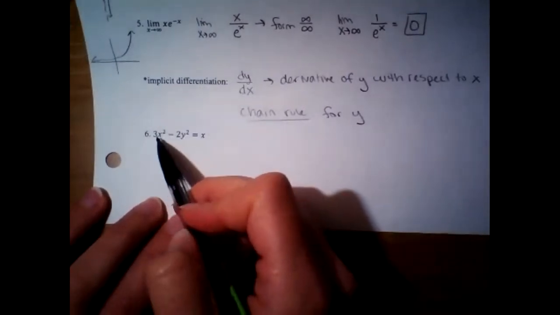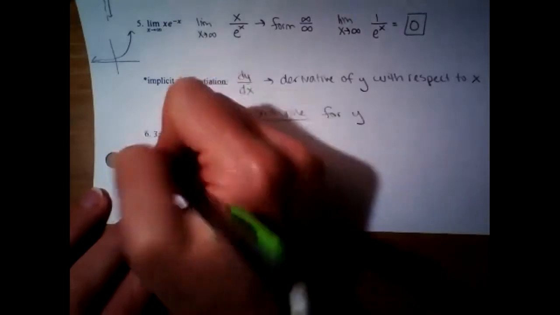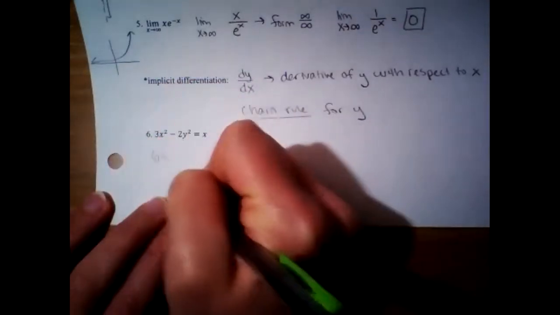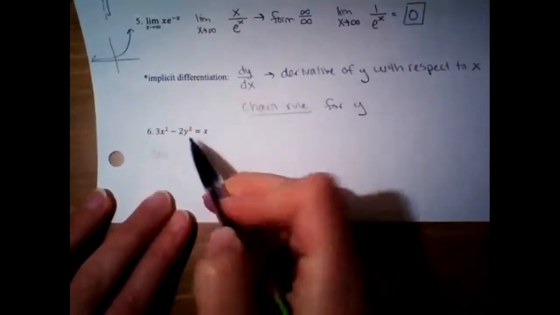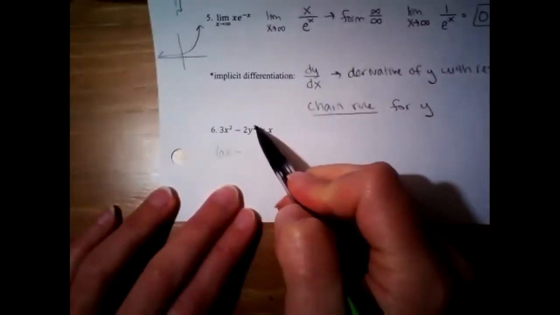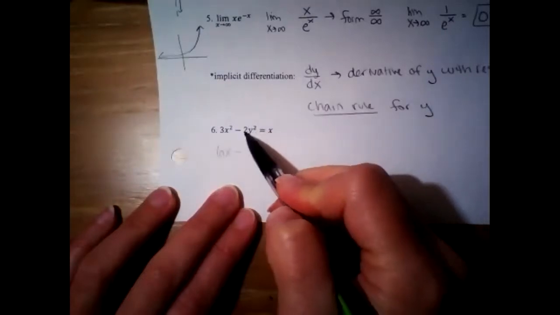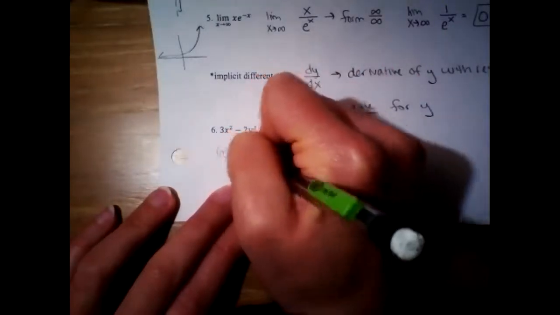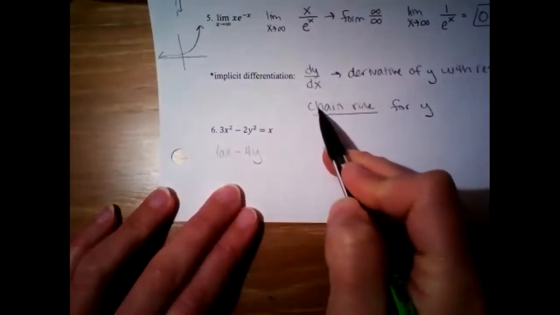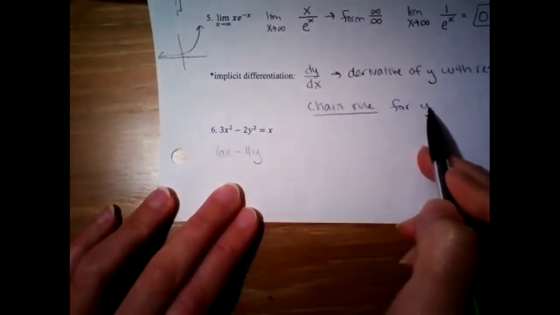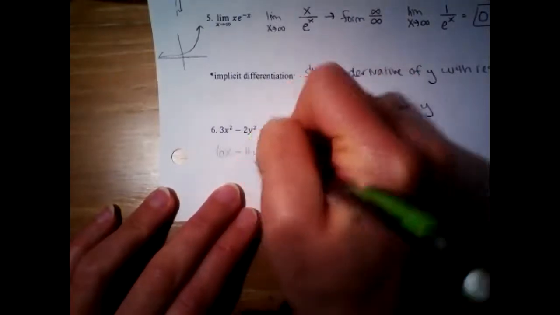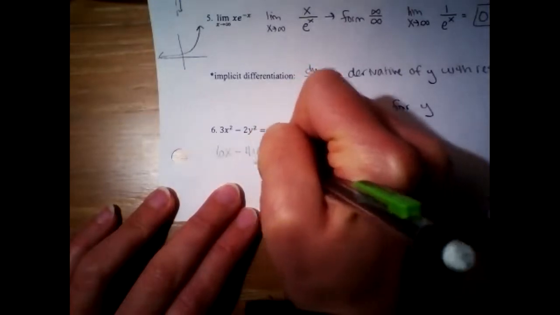So first one, derivative of 3x squared is 6x, right, minus, now we're doing a derivative of y. So it's going to be a power rule. We're going to bring down the 2, so it'll be 4y to the first. And then you're going to do a chain rule for the y variable. So we're going to chain on dy dx.